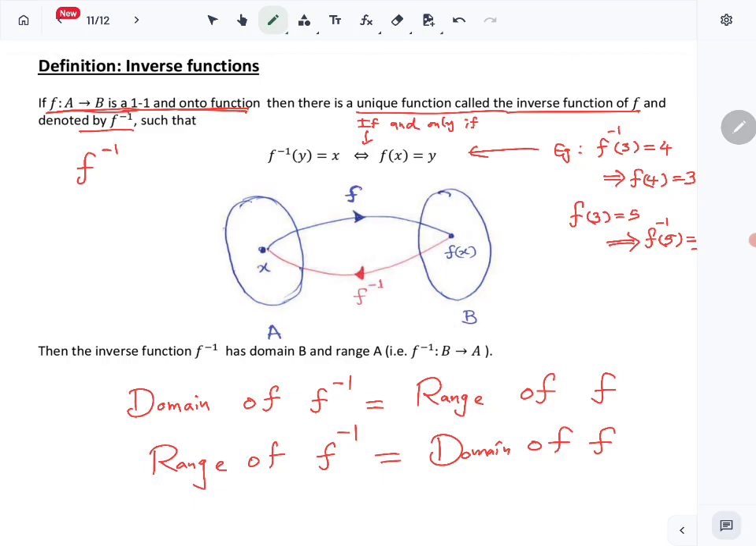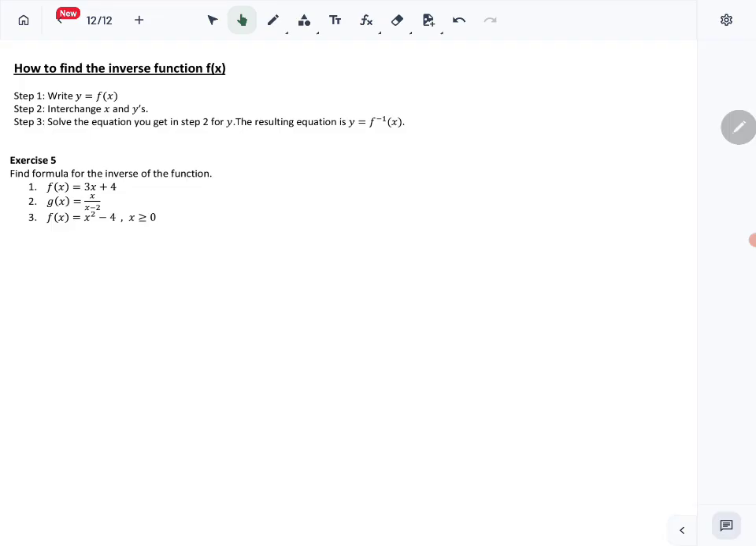Right. Now, next we need to know how to find an inverse function. That will be tested in the exams. So now we know what an inverse function is. Not all functions have inverses. Only one-to-one and onto functions have inverses. They can be reversed and you can create an inverse function, right? So how to find an inverse function is the next topic. It's very easy if you follow these three steps.